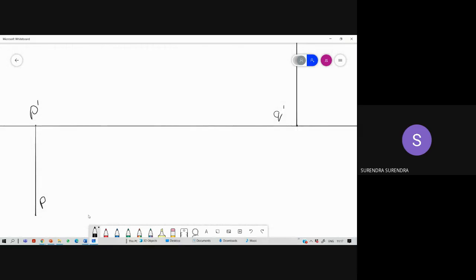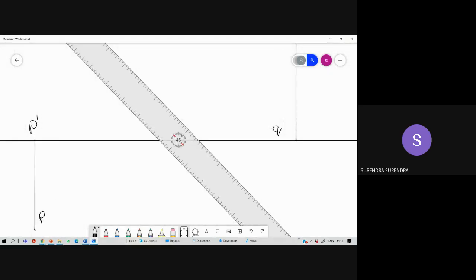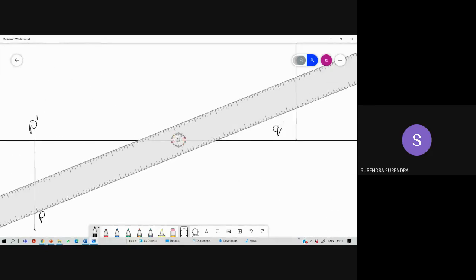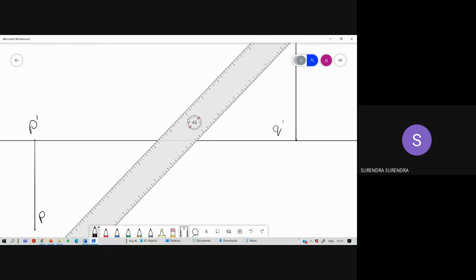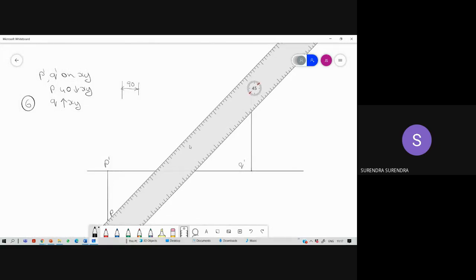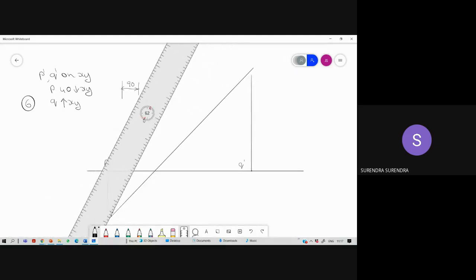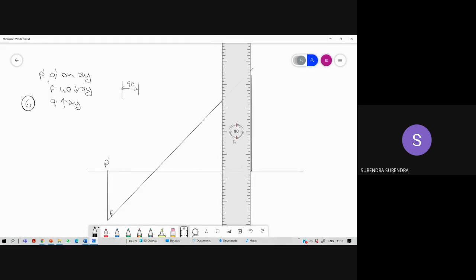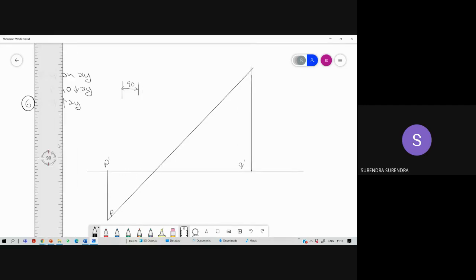So we have the position of point P. Draw an inclined line at 45 degrees to the XY line starting from P. Then mark the intersection where this line meets the projector from Q dash. Name this intersection point Q.